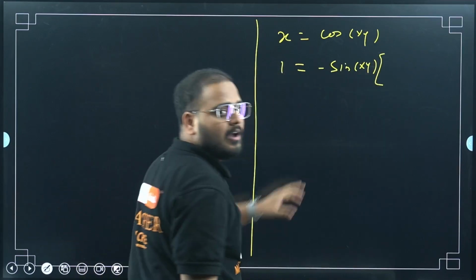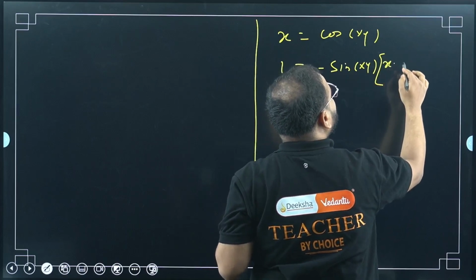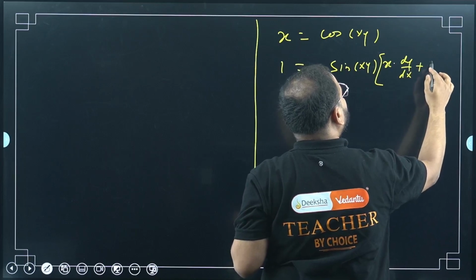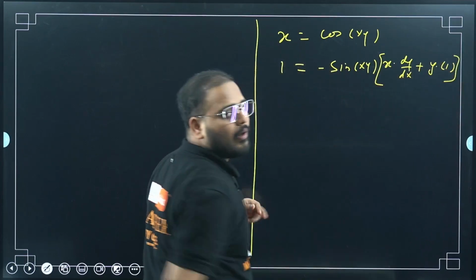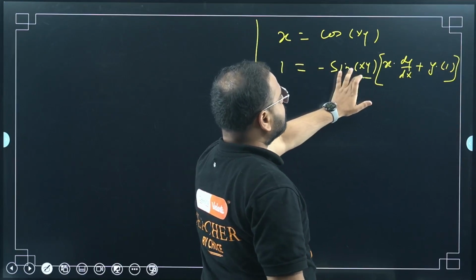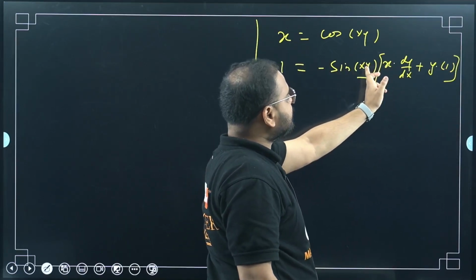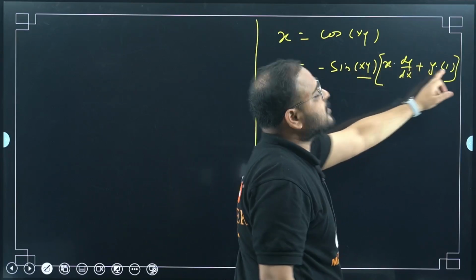What next will come? I have to use the product rule for x and y. I keep x as it is, and for y I get dy/dx, plus I keep y as it is, and for x I get 1. So I'm using the product rule for differentiation of xy. Differentiation of y is dy/dx, and differentiation of x is simply 1.